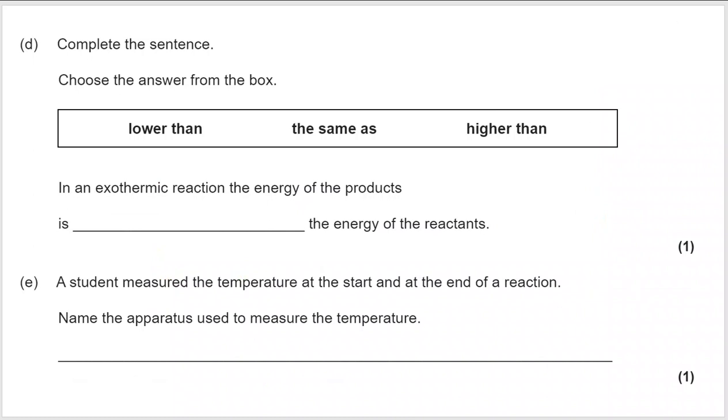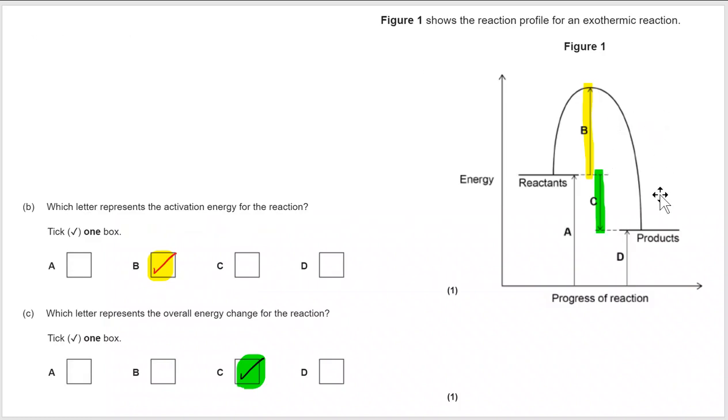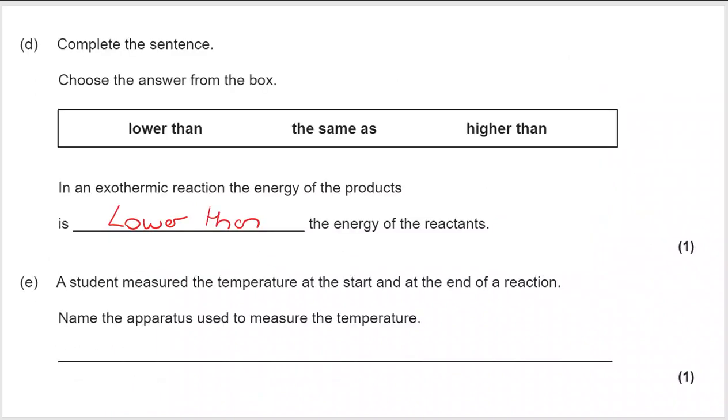Missing words now. Choose the answer from the box. In an exothermic reaction, the energy of the product is lower than the reactants. We just saw an energy profile diagram for an exothermic reaction. This energy was released into the surroundings, so the surroundings heated up. So the products have less energy.